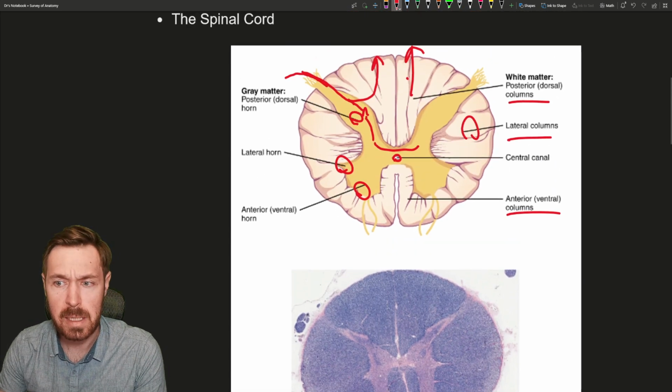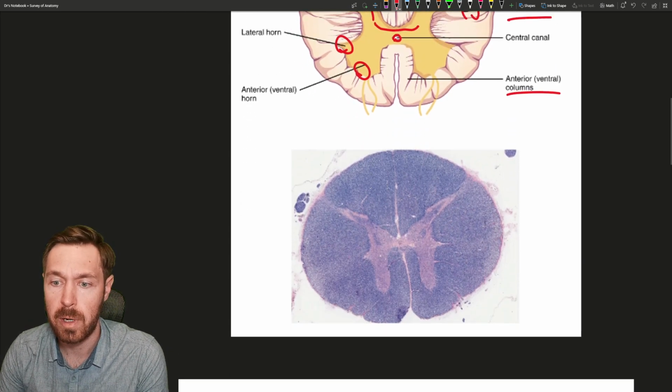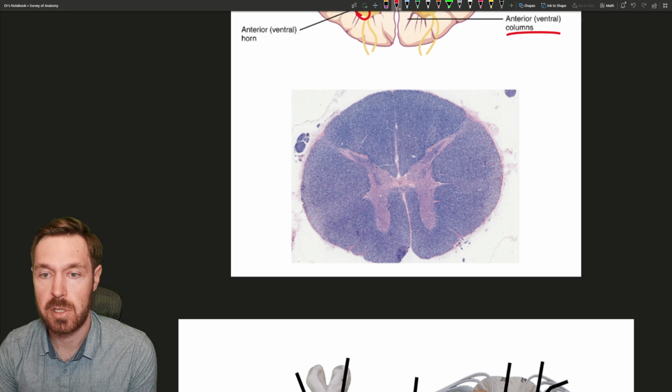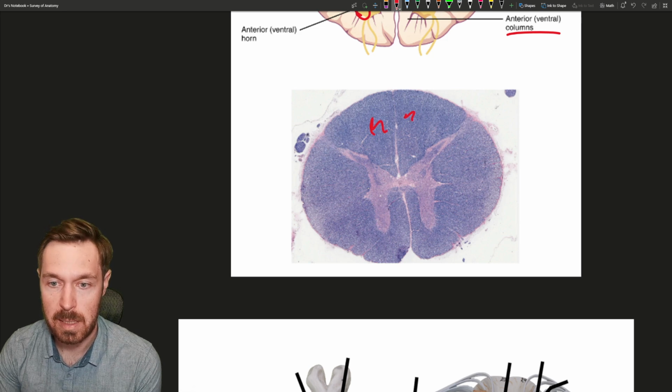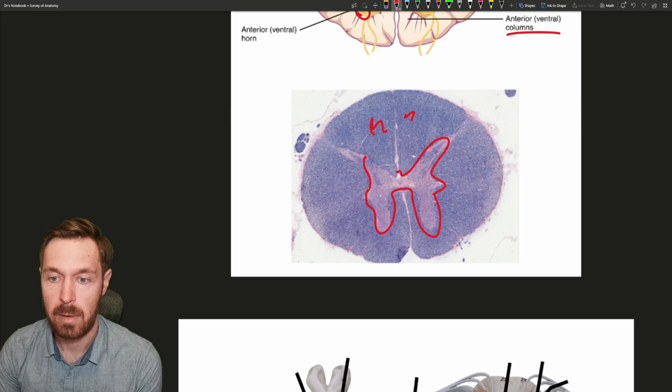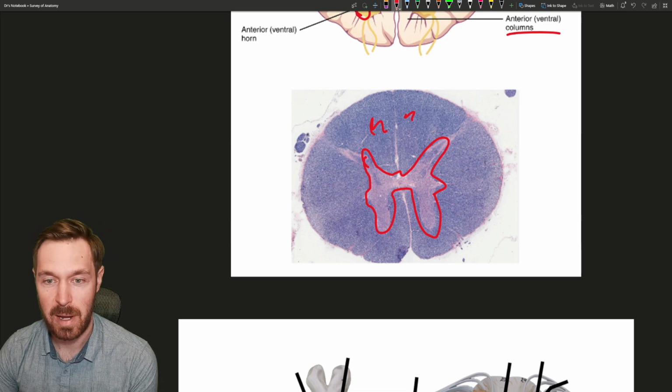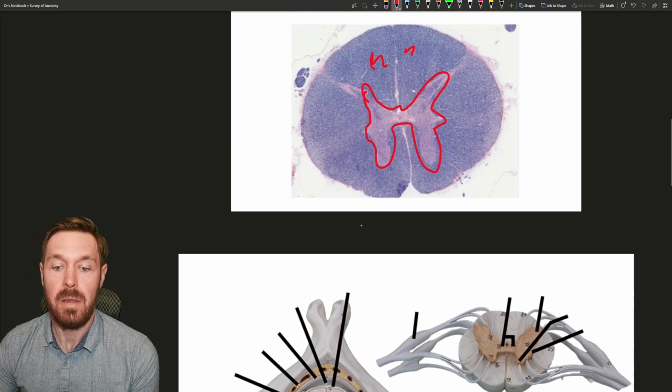All right, so that didn't label too much in that image, so we're going to add a little bit more than what the textbook did here. Here's a histology image showing the white matter on the outside and the gray matter. It almost looks like a butterfly or a moth on the inside here, so it's kind of neat, the structure of the gray matter inside.